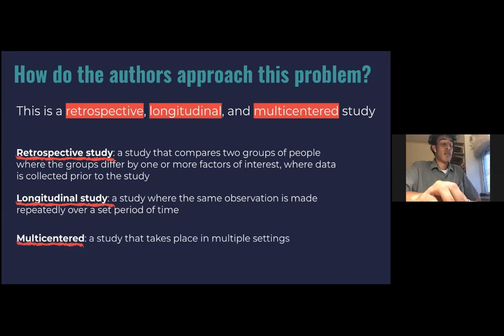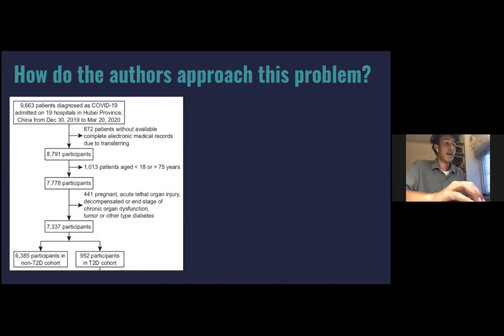And then a multi-centered study is just one that takes place in multiple settings. So keep these words in mind, and then I will come back to them as I talk about the methodology of the paper. Okay, so this figure here presents exactly how the researchers started their project.